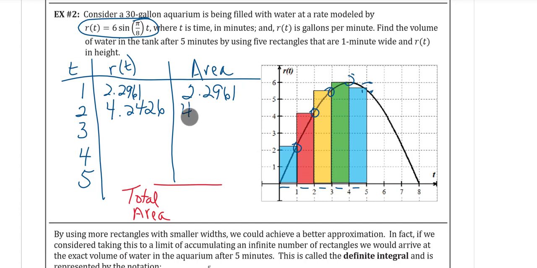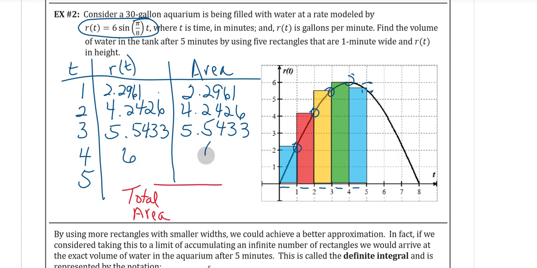So 1 times that, we're just getting the same one back. Sometimes your width won't be exactly 1, so you'd have to multiply your r of t times the width. So you'd have another column here for width. Then 5.5433. When you put 4 in, you get 6. You put 5 in, you get 5.5433, because we're on the other side of the parabola there.